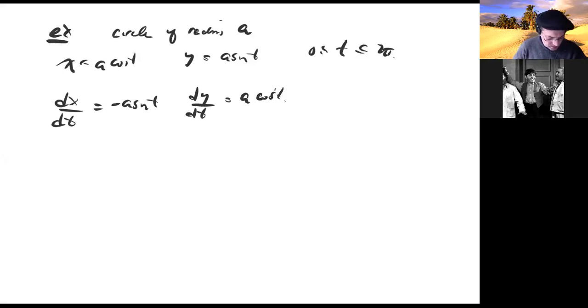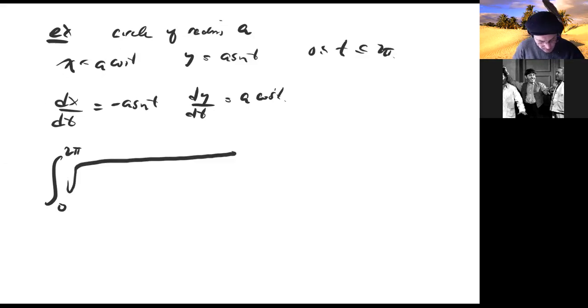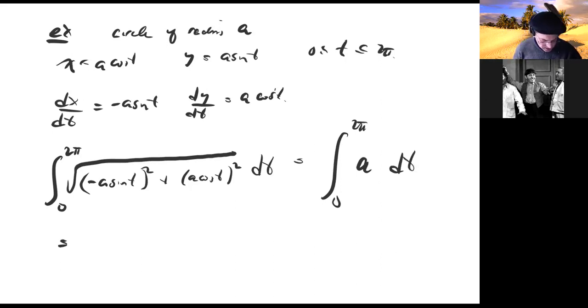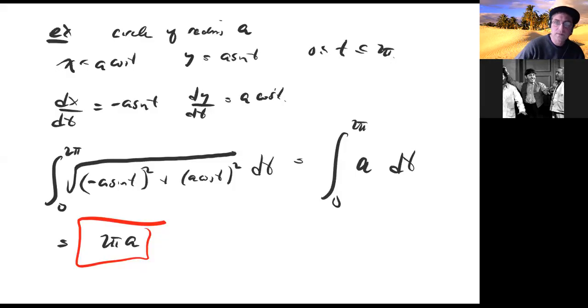And so then when we get the arc length integral, we get the integral from 0 to 2 pi of the square root of negative a sine t quantity squared plus a cosine of t quantity squared dt. And this simplifies greatly because of the trig identity. This becomes the square root of a squared, or a, dt. And this integral is just 2 pi times a. And that is the well-known formula for the circumference of a circle. So there you have it.